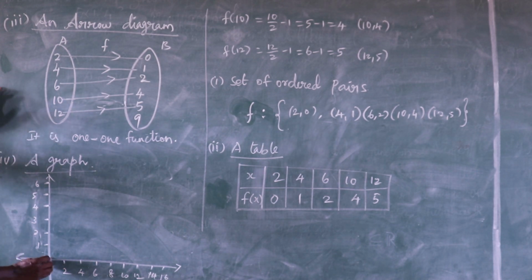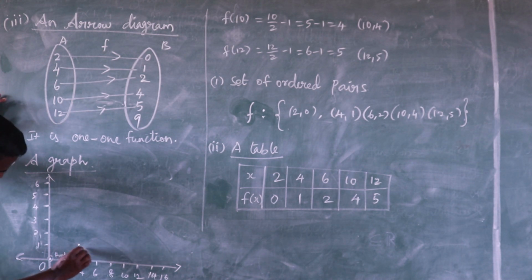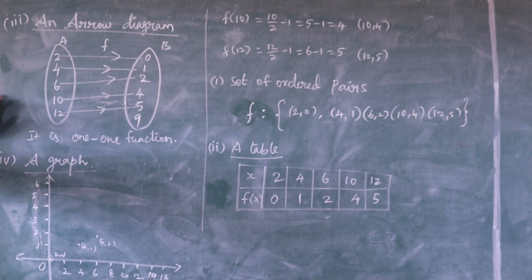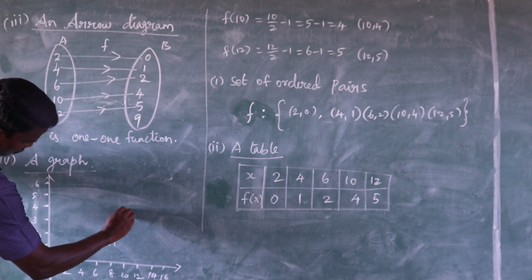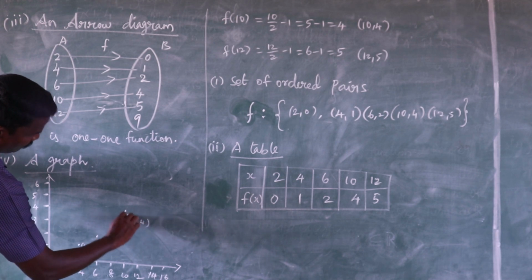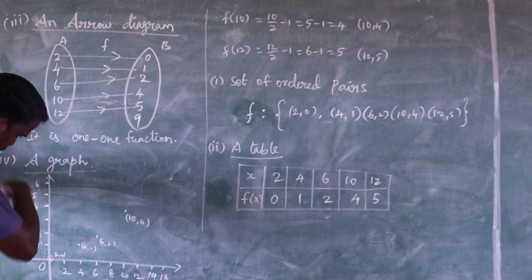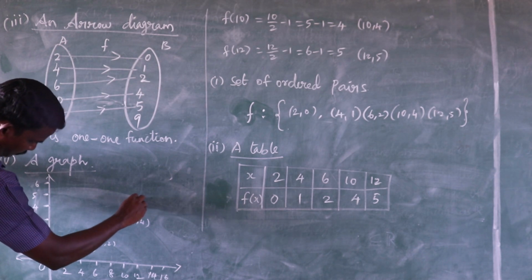x, 2 y, 0; 2 comma 0, and then 4 comma 1, 6 comma 2, 8 comma 3, 10 comma 4, and 12 comma 5.